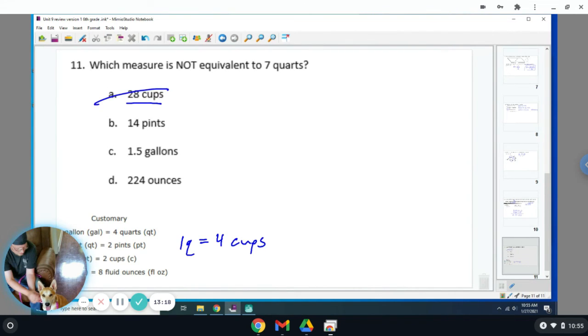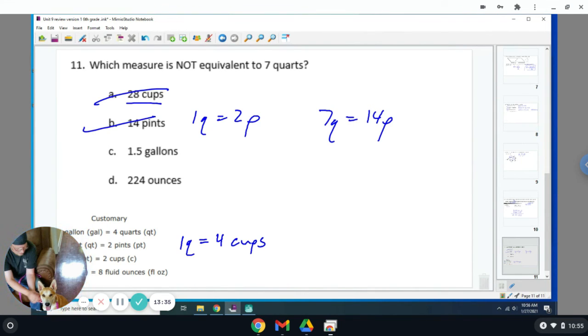All right, next one's pints. 1 pint is 2 cups. Oh, excuse me. 1 quart is 2 pints. Okay, so then if you have 7 quarts, that's 14 pints. So that's not the answer.